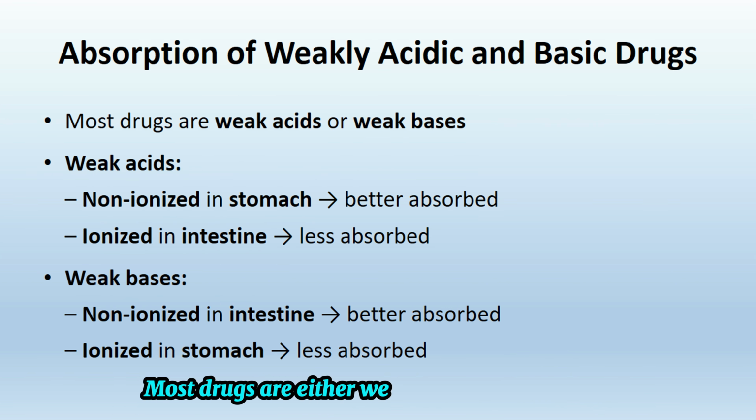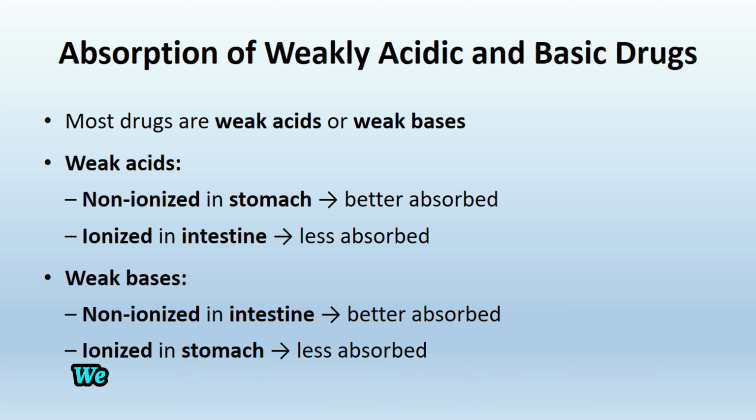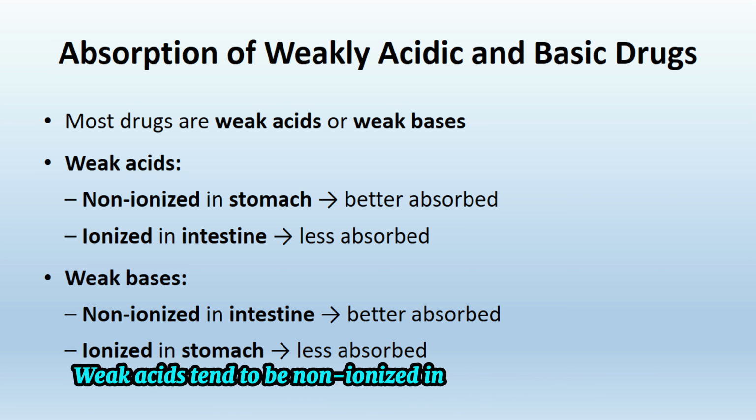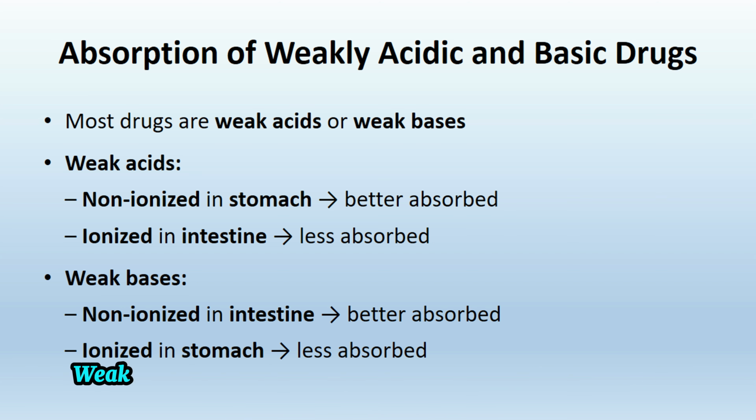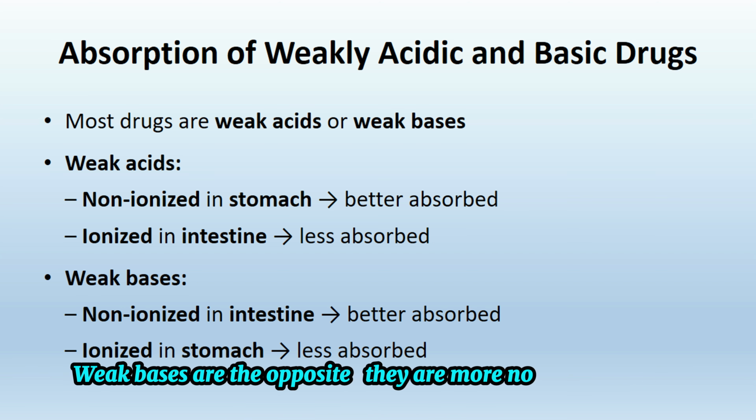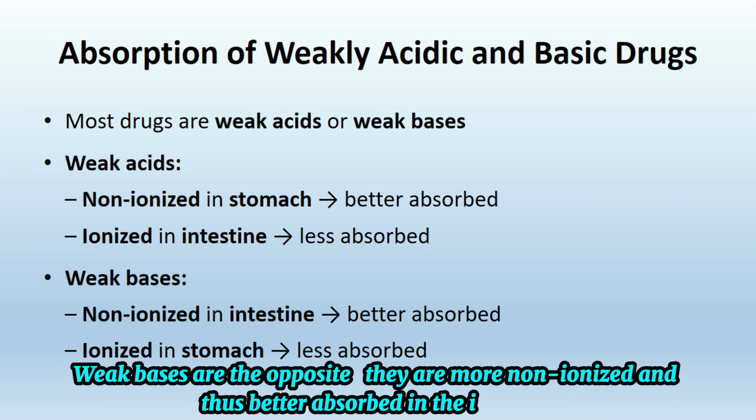Most drugs are either weak acids or weak bases. Weak acids tend to be non-ionized in the acidic stomach and ionized in the alkaline intestine. Weak bases are the opposite. They are more non-ionized and thus better absorbed in the intestine.